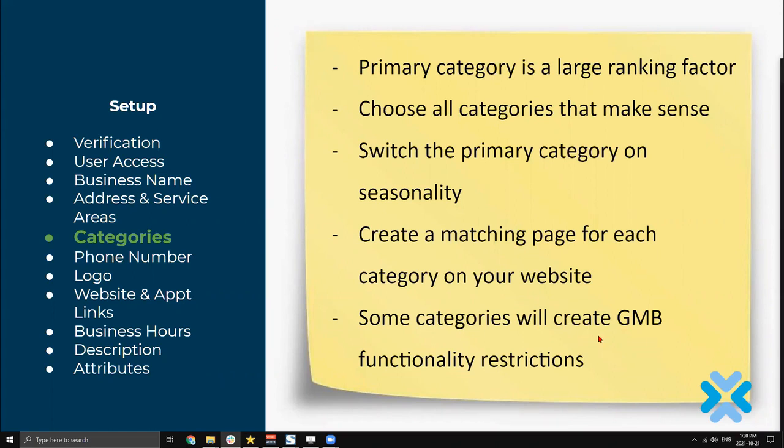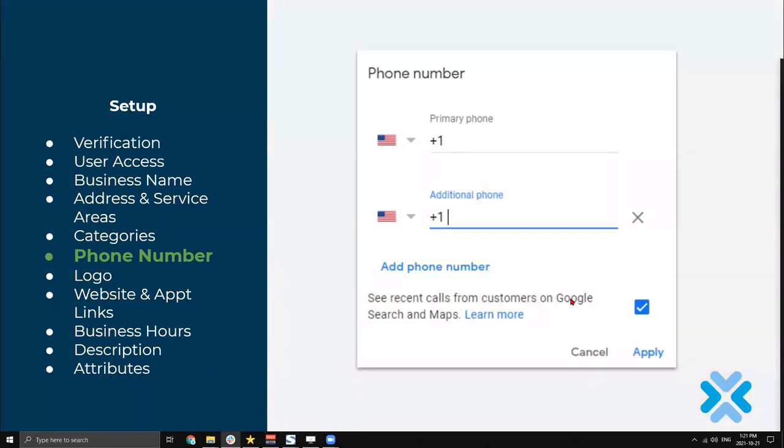Also, some categories will create GMB functionality restrictions. Hotels and B&Bs, for example, can't use the post function, right? It used to be that schools couldn't have reviews on certain platforms, like it wouldn't show up on desktop, and things like that. So your primary category will affect some of the functionality of your GMB, but Google doesn't release a list of that. We just know by experience that you're not going to have that just because you're in that category. So some things might be missing depending on what your business is. Phone number seems pretty simple.